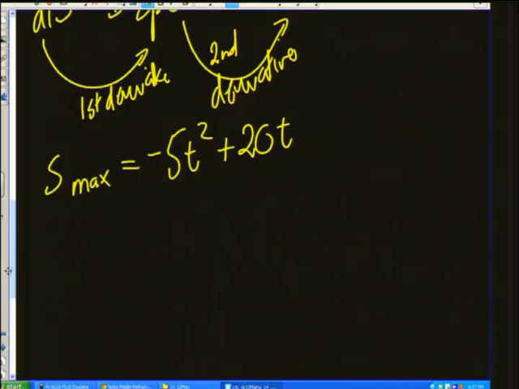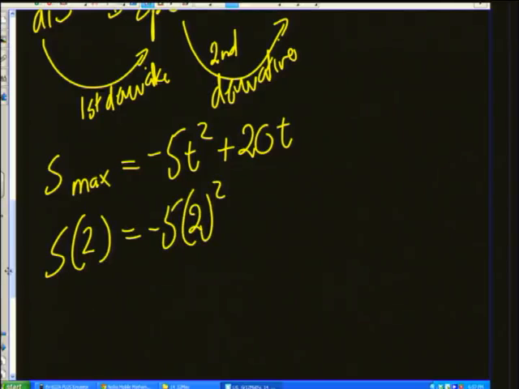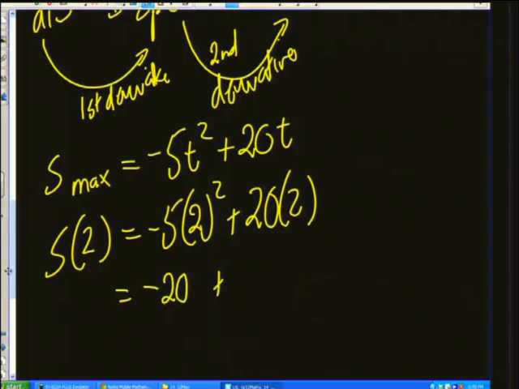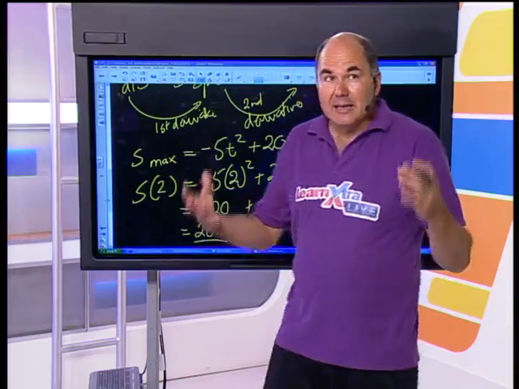And what we know is that the maximum height is going to happen when t is equal to 2 seconds. So we're going to say S of 2 is equal to minus 5 times 2 squared, plus 20 times 2. This is giving us the maximum height. So 2 times 2 is 4. 4 times minus 5 gives me minus 20. Plus 2 times 20 is 40. And it tells me that the maximum height is 20 meters. I hope I've got that right. It does look right. 4 times 5 is 20. It looks absolutely right.